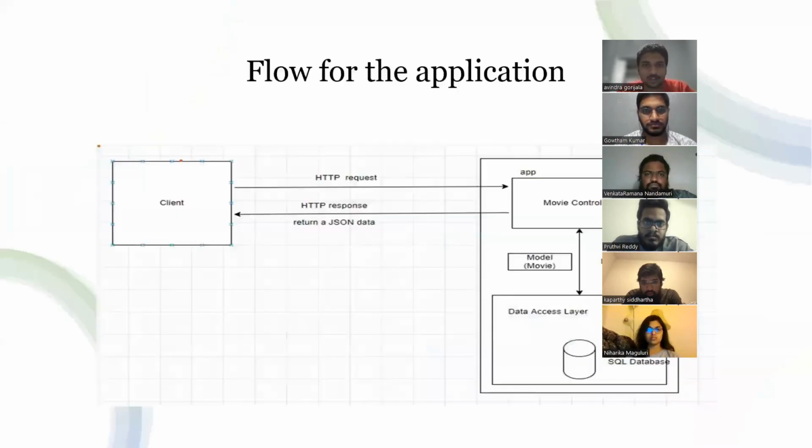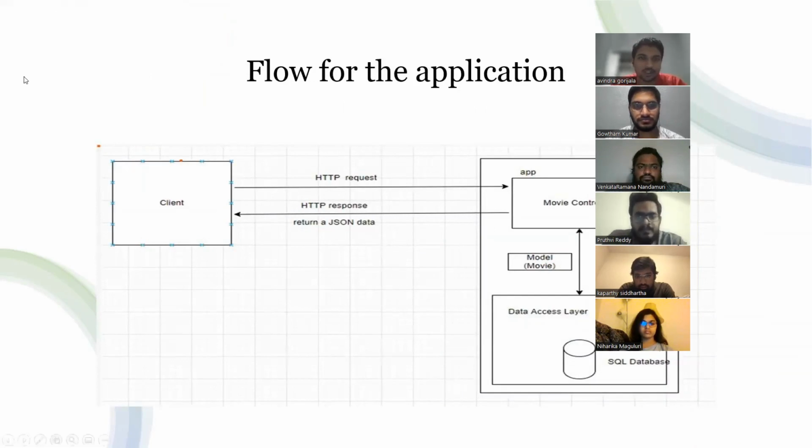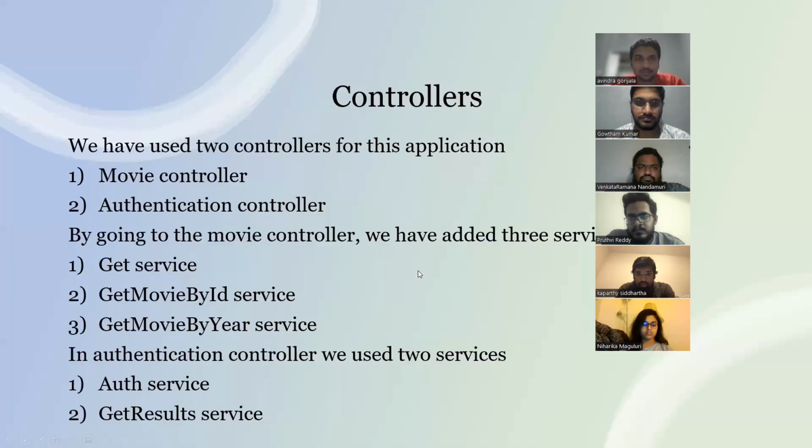Going to the next slide: flow of the application. This is the high-level architecture for our application. Whenever the client hits the query, it will go to the controller, take the data from the database, come back to the controller, and send the data back to the client in JSON format. Going to the next slide, from here onwards, my friend will continue the slides.